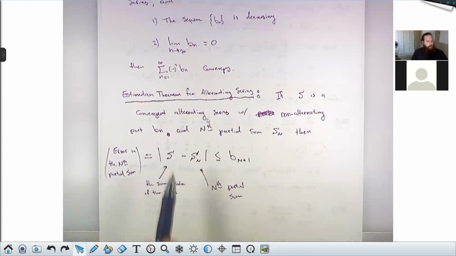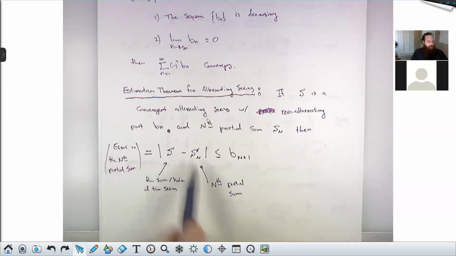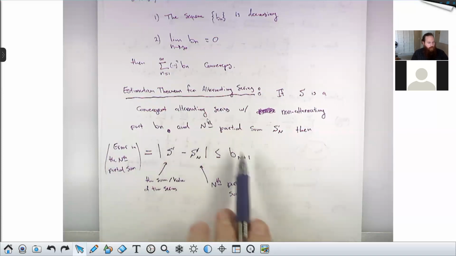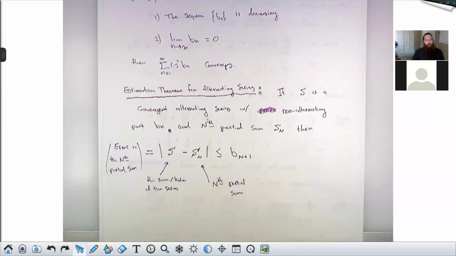So if I want to know, what does my series converge to? I say, all right, well, I'm going to take a large partial sum. I'm going to take like the 10th or 15th partial sum. That should be a pretty good approximation. But how good? Can I be quantitative about the error? And this theorem says, yes, you can. The error in the nth partial sum, which is this thing, is no larger than the next term.